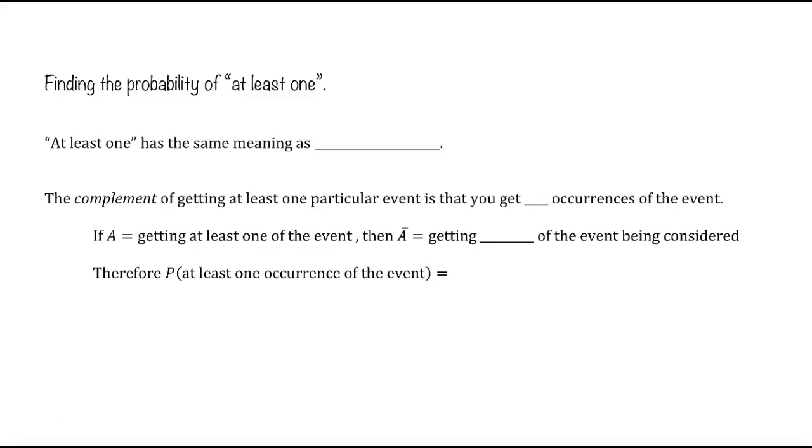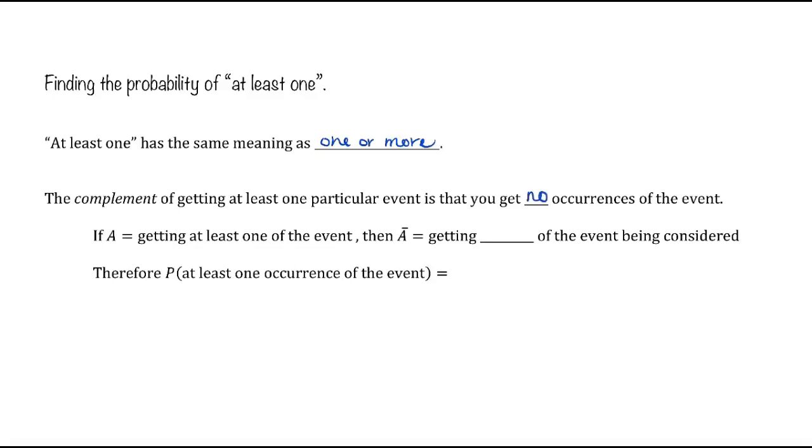Sometimes we want to know the probability of an event happening at least one time, and the phrase at least one has the same meaning as one or more. When we talk about an event happening at least one time, we are including the idea of the event happening once, twice, or more. That means that the opposite, or the complement, of getting at least one particular event is that you get no occurrences of the event.